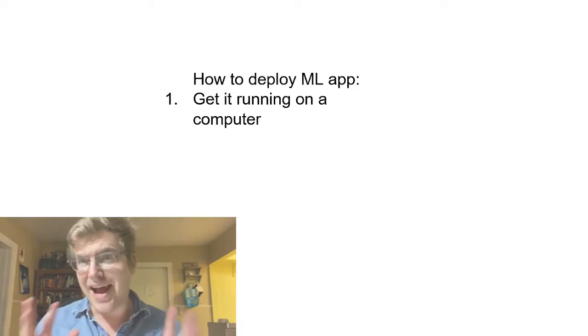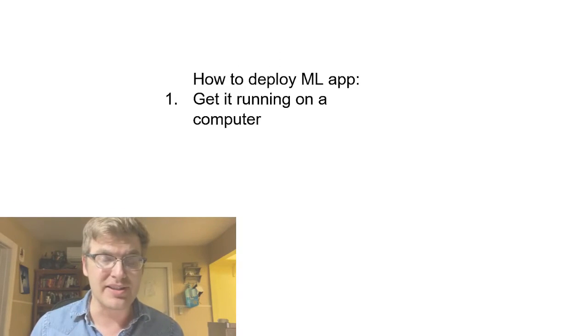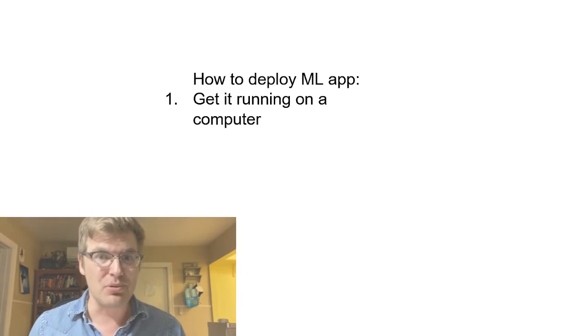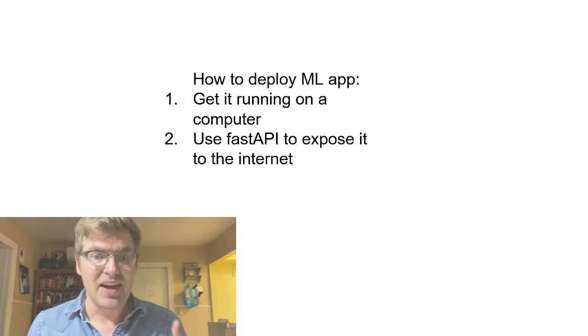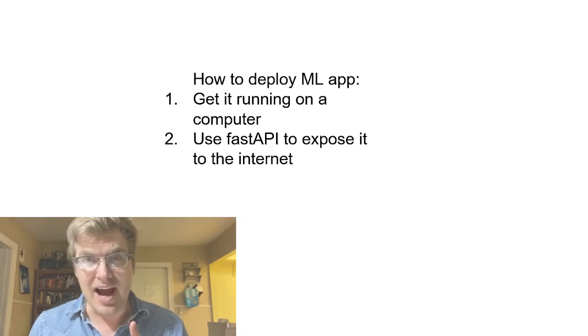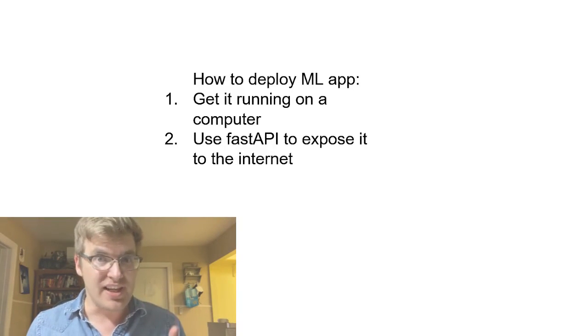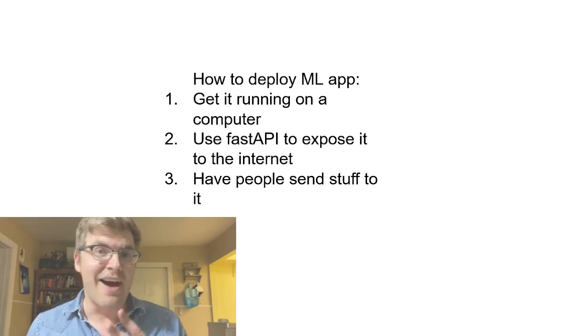Okay, so just sort of an abstract overview of how this whole process works. These are the steps to deploy an ML app. Number 1, get it running on a computer. Number 2, use FastAPI or Django to expose it to the internet. And number 3, have people send stuff to it.